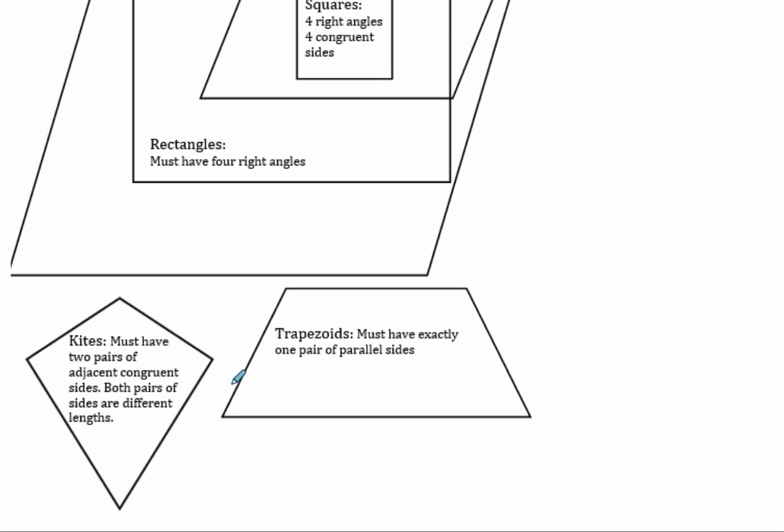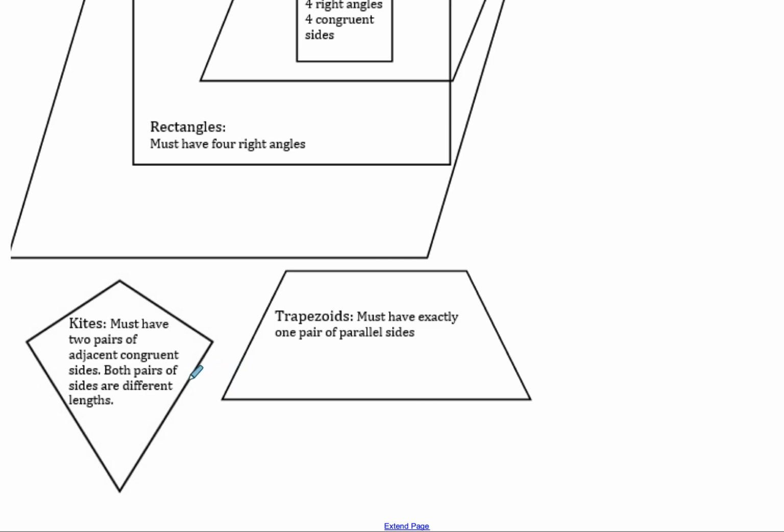There are 2 other types of quadrilateral names that are not considered parallelograms. And so that's why they're separate on this picture. They're not inside the parallelogram. So if you have a kite, it has 2 pairs of adjacent congruent sides. Both pairs of sides are different lengths. So the left and the right on the top are the same, and the left and the right on the bottom are the same, but they're not all 4 the same. That makes it a kite.